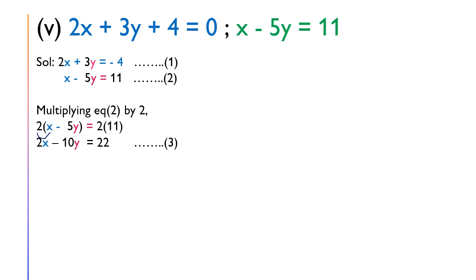Okay, so now this is our third equation. Now, subtracting equation 3 from 2. Why are we doing this, children?